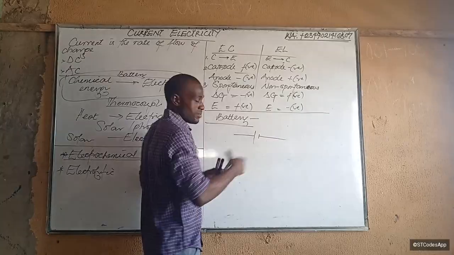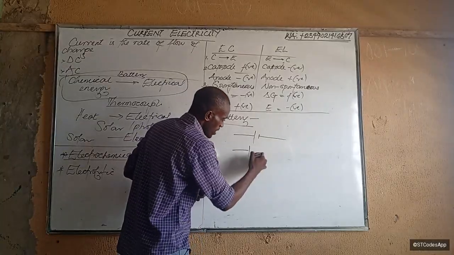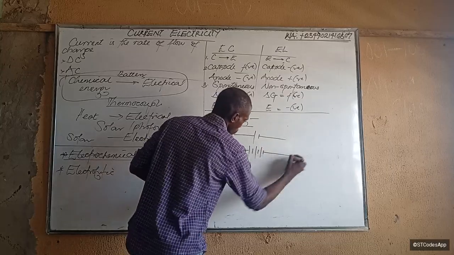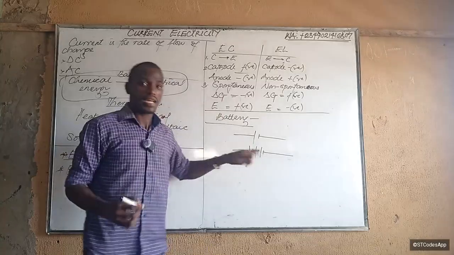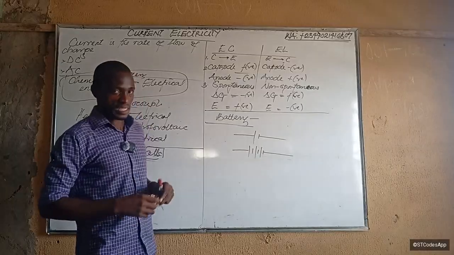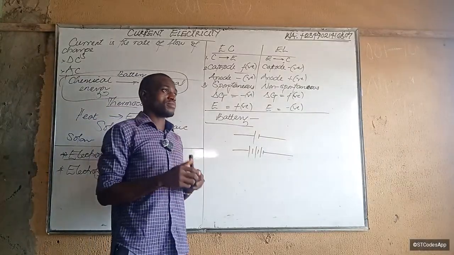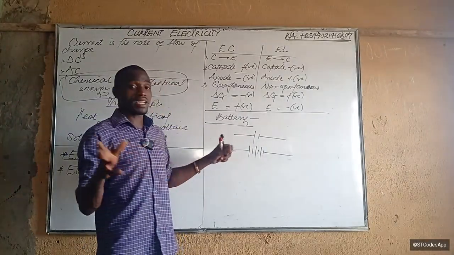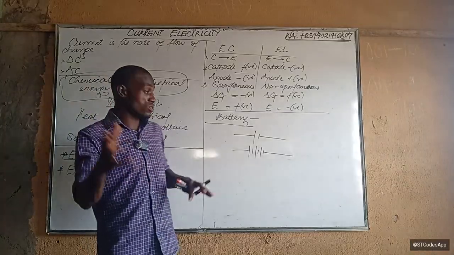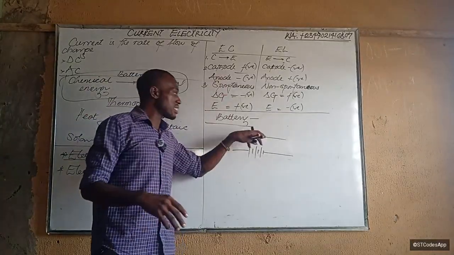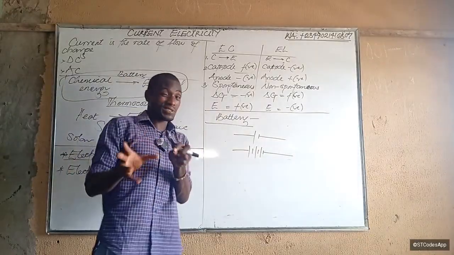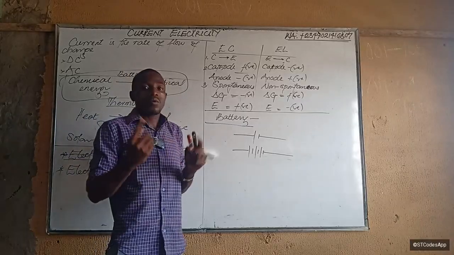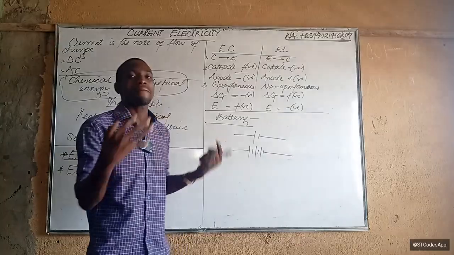This is a cell. Then we call it a battery when you see something like this. So it's usually more than one cell that you find in a battery. That's just the standard difference. Usually, teachers just easily say this is a battery, but you should actually know that there is a slight difference between them. A cell is just one unit, but when there are many units of cells, we call them a battery.